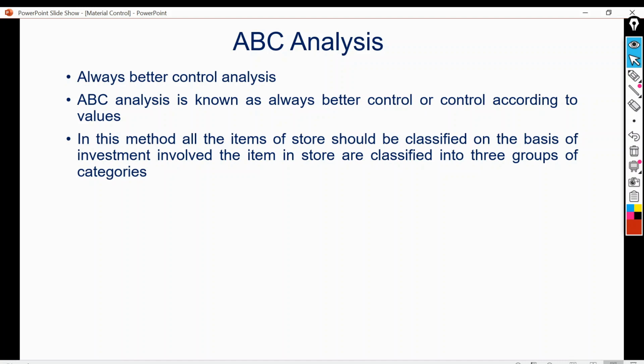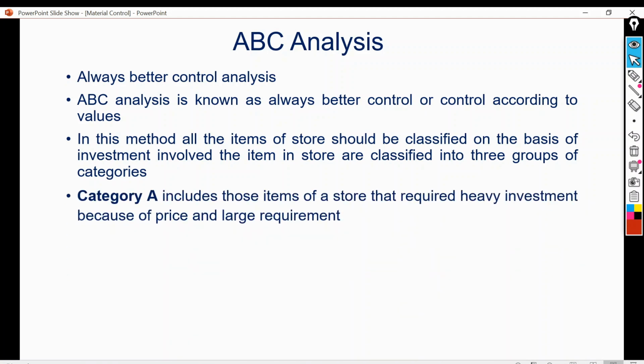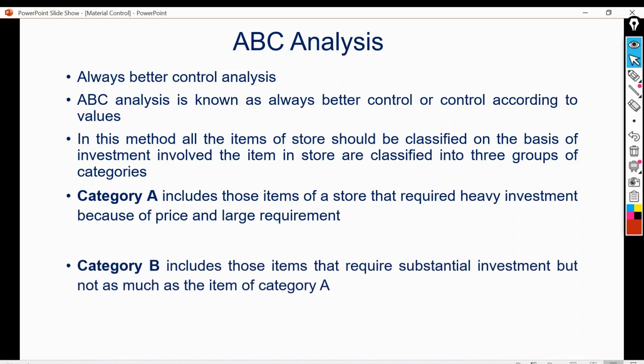The items in a store are classified into three groups of category. Three groups of category means category A, category B, category C. Category A includes those items of a store that require heavy investment because of price and large requirement. In category A, the criterion is heavy investment due to high price of the goods and the large quantity requirement.